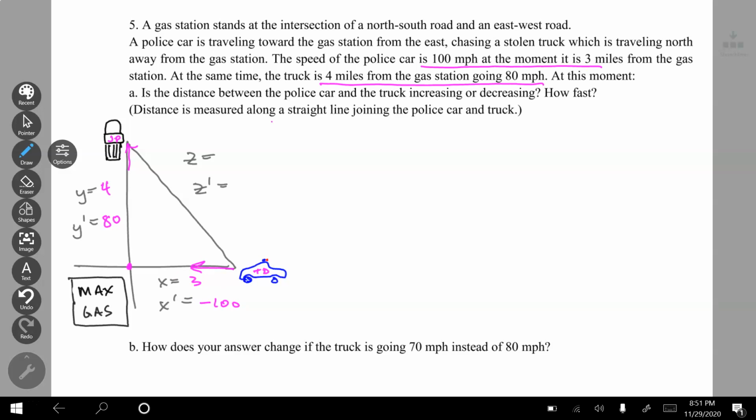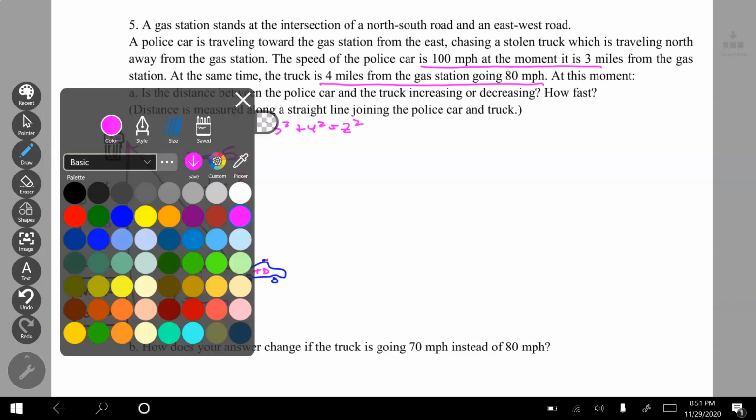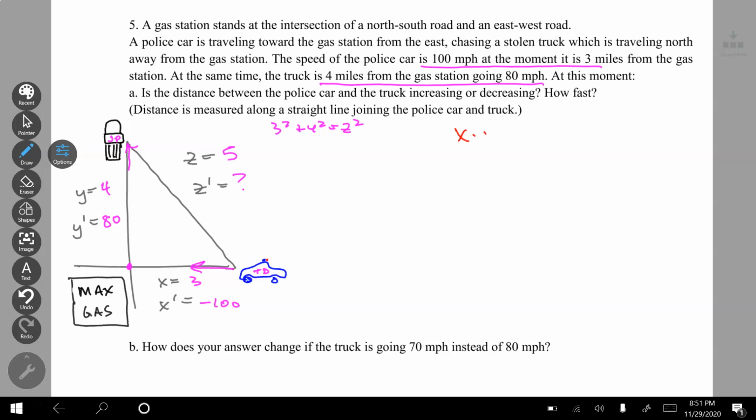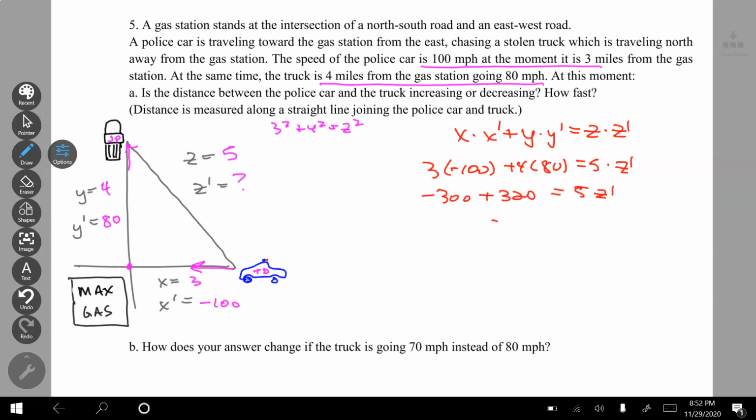I could do the Pythagorean theorem: 3 squared plus 4 squared is equal to z squared, so I get z is equal to 5. The only thing I don't know is z prime. So again, differentiating the Pythagorean theorem, x times x prime plus y times y prime is equal to z times z prime. So 3 times negative 100 plus 4 times 80 is equal to 5 times z prime. Negative 300 plus 320 is equal to 5z prime. 20 equals 5z prime.